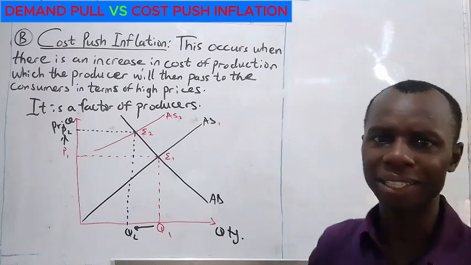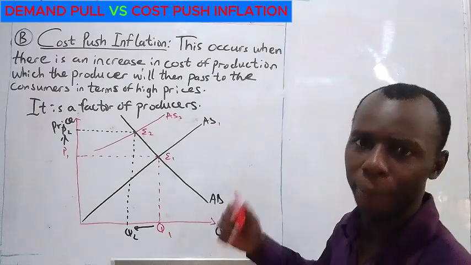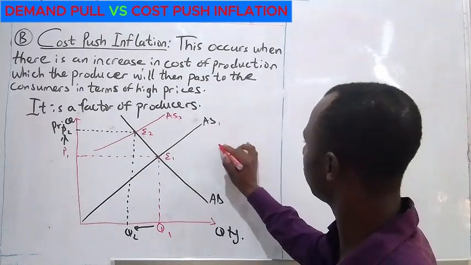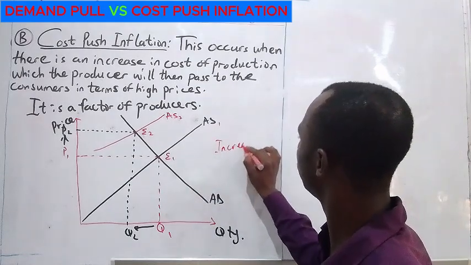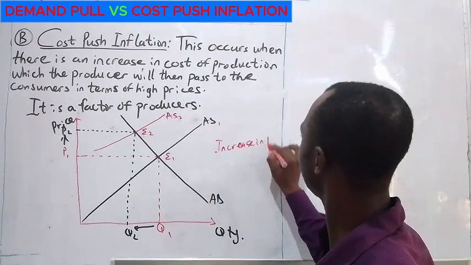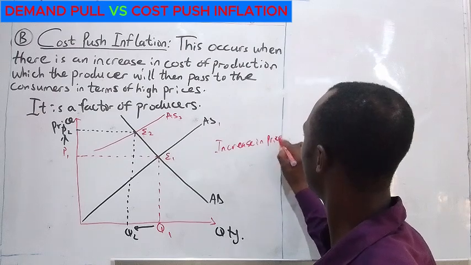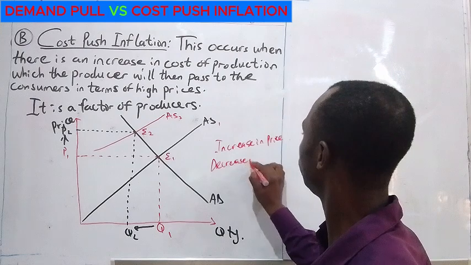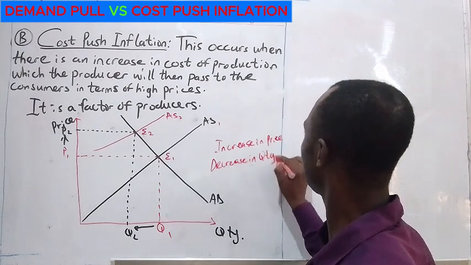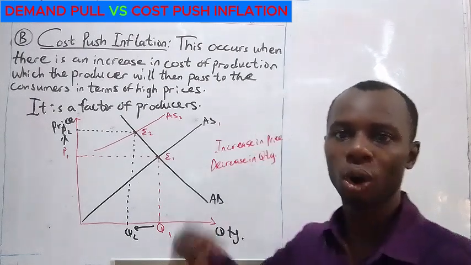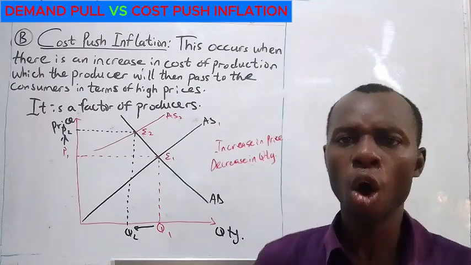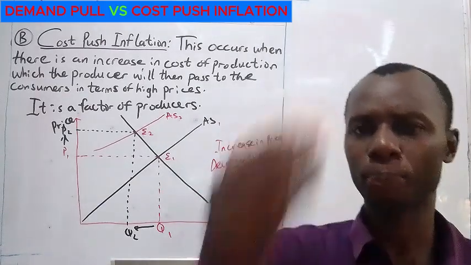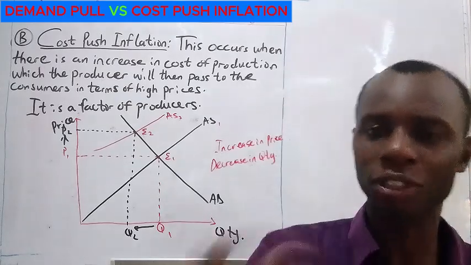So what do we observe from here? That the result of cost push inflation is an increase in price, but a decrease in quantity. So this is the result of a cost push inflation. The question now is, what are the causes? What will lead to producers charging excess prices for goods and services that could trigger inflation in the economy?